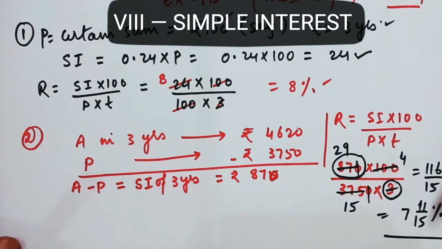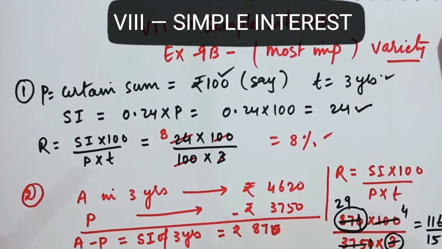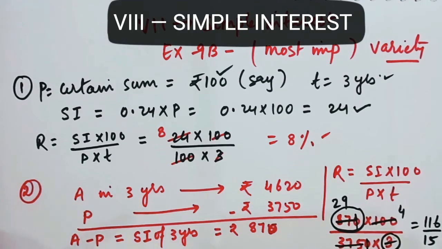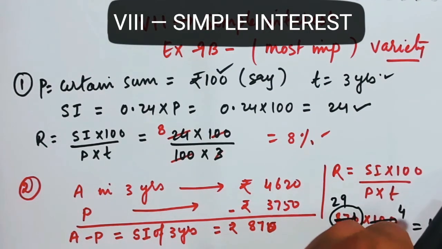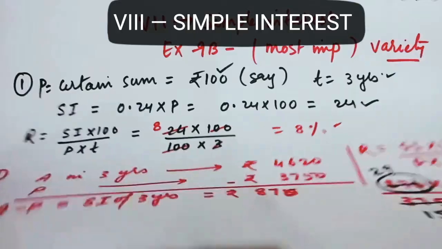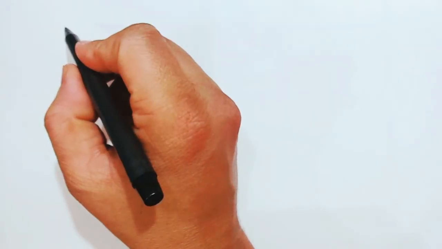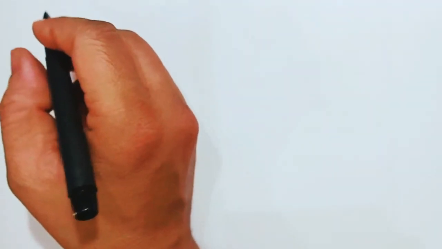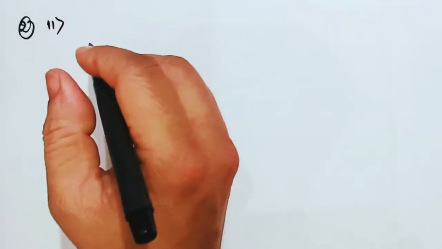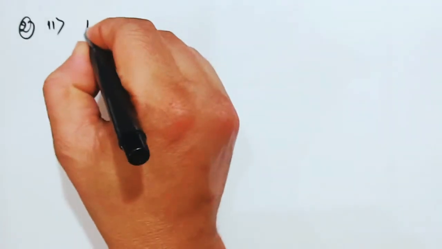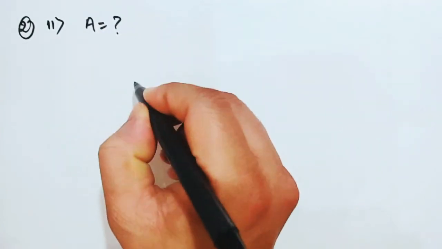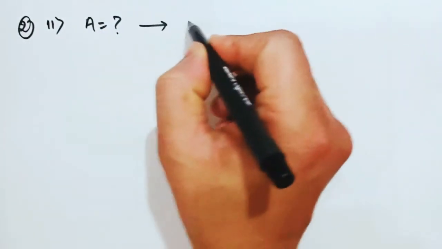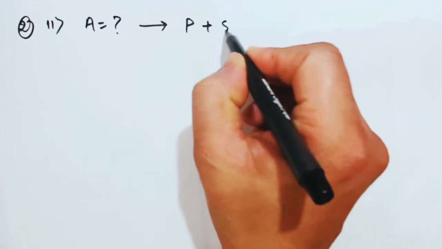Okay, moving on to the next one, that is number 3. As I told you people, please stay tuned. If you do not want to stay, we have also the second part of question number 2. The second part of question number 2 says, you find the amount. What does amount mean? Principal plus simple interest.